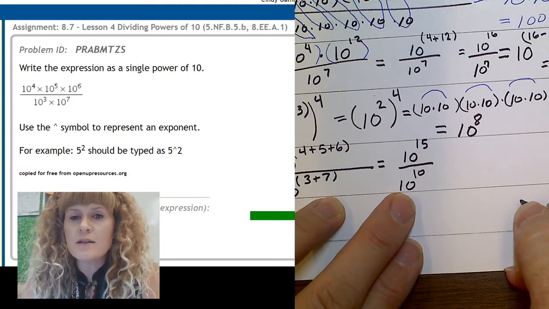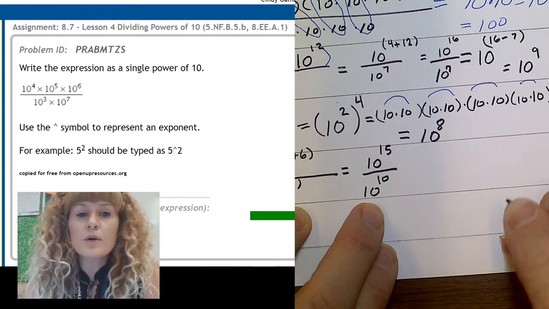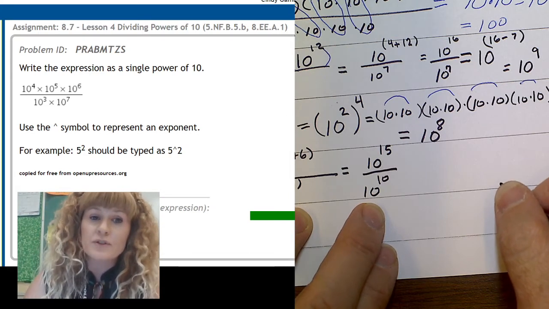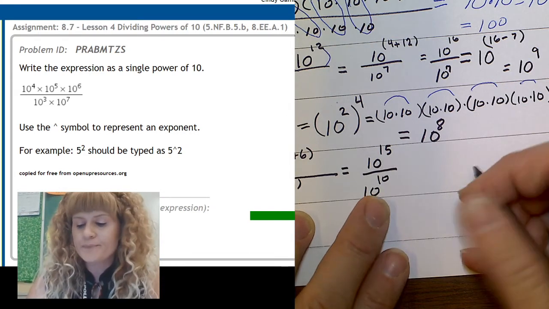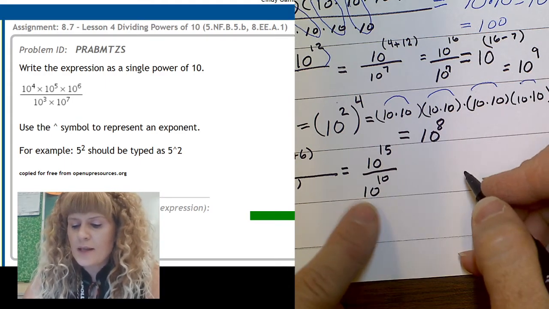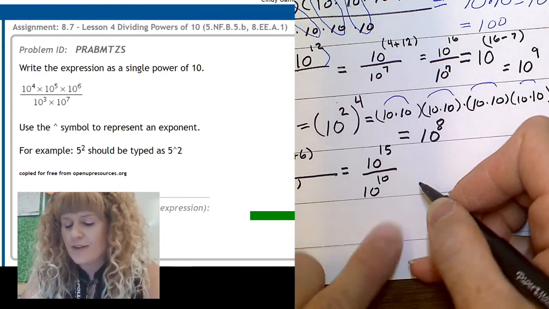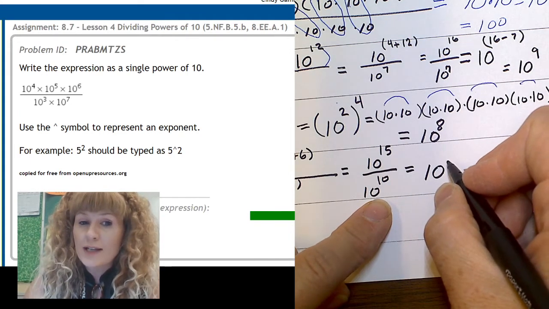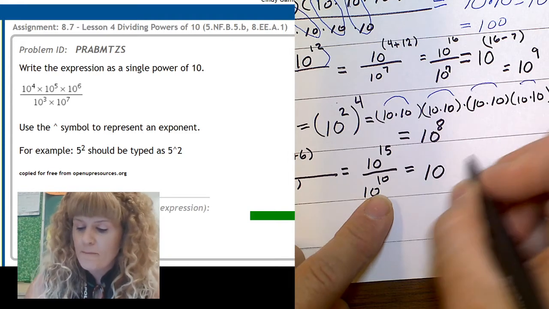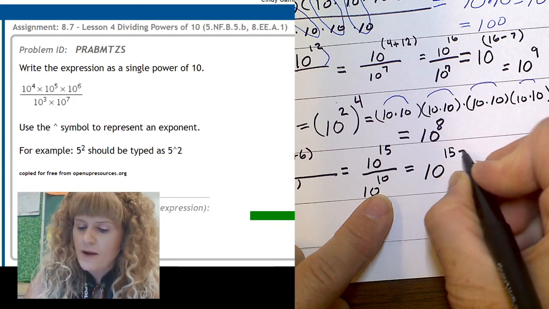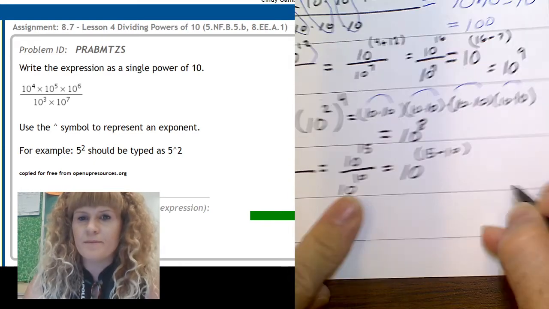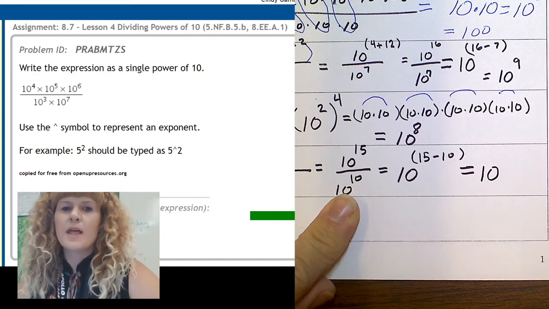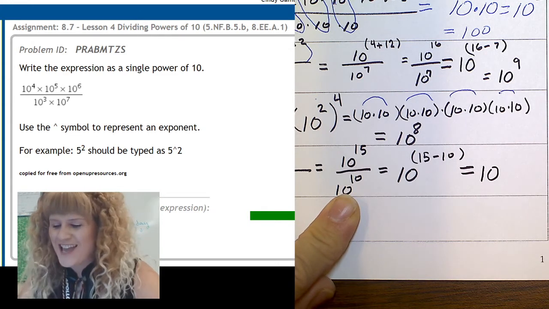Now we are ready to use the quotient rule. Remember, quotient means the answer after you divide. So we're finding the answer after division. That's quotient rule. 10 to the 15th divided by 10 to the 10 equals, and you're going to subtract the exponents when you divide. So that equals 10 to the power of 15 minus 10. Do the subtraction to get your answer.